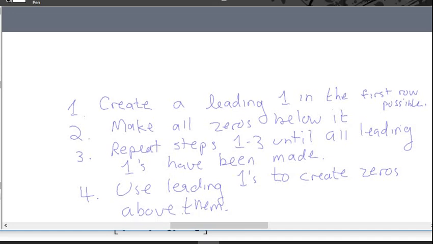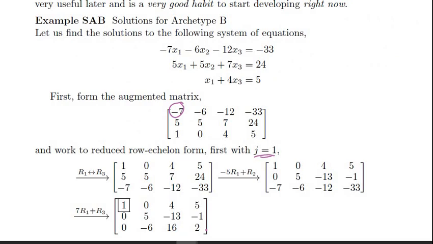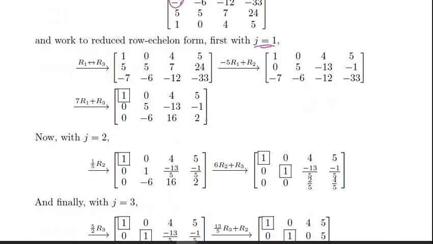Okay, so now I have to go to my next cycle, repeat those steps until all leading ones have been made. So let's go to my next place. Where can I make a leading one? Well, I can make a leading one here. The way to do that is divide that second row by 5. So that's what we do here. Once I've created that leading one, I need to make all zeros below it. So that explains why we do this row operation to zero out the entry below the leading one. Now, it just so happens that this has a 0 above it. That's not always going to be true, but that just so happens to be true.